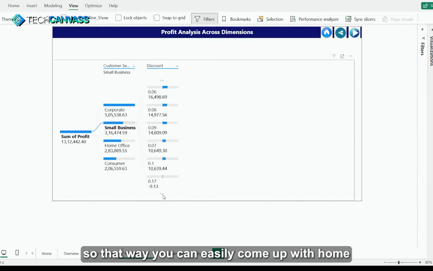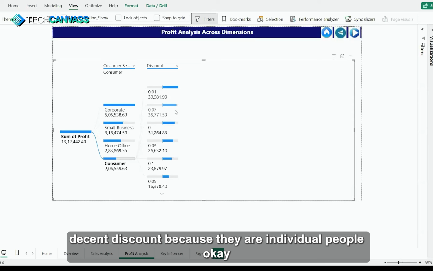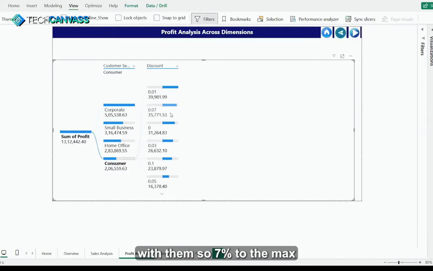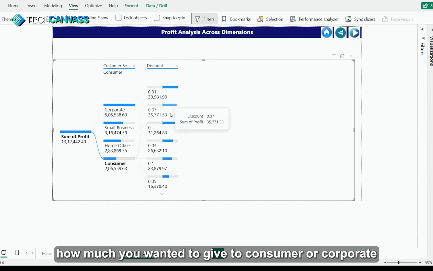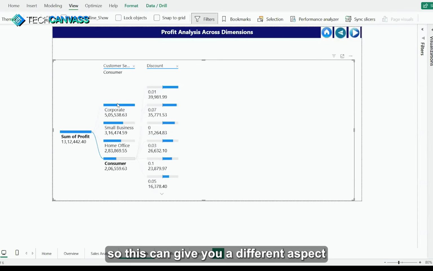So that way you can easily come up with home offices or maybe consumers. They prefer to have some decent discount because they are individual people. But you can have a better dealing with them. So 7% at the max, so you can decide on the range how much you want to give to consumers or corporate or to small businesses, from the discount point of view. This can give you a different aspect from the profit margin angle. That will definitely hit your profit margin and the project budget and all that.